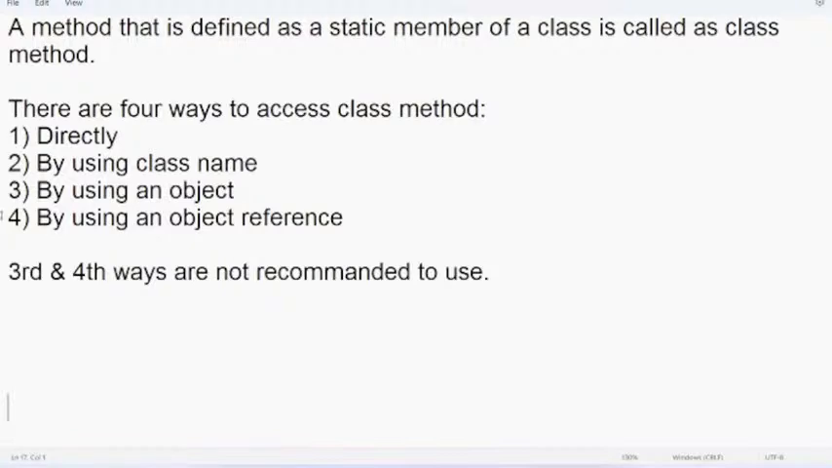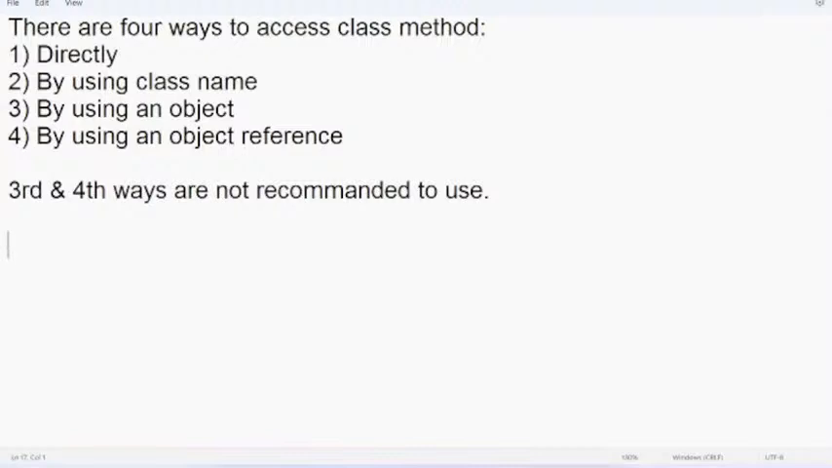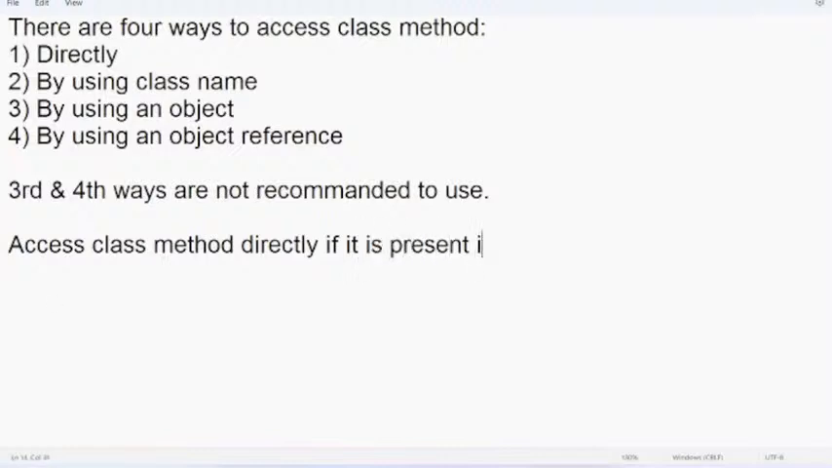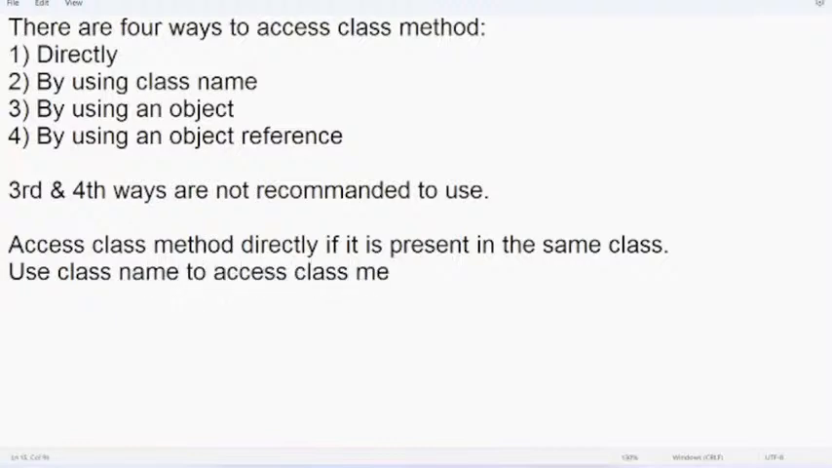When do we have to use directly, and when do we have to use class name? If the same class is there, directly. If another class is there, class name. So note down: access class method directly if it is present in the same class. Use class name to access class method if it is present in another class.